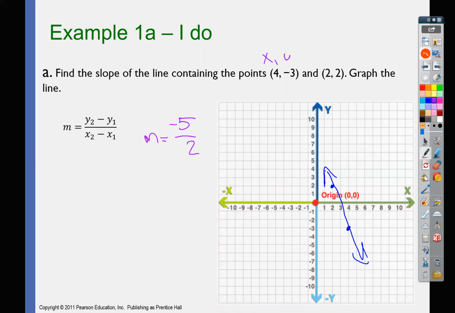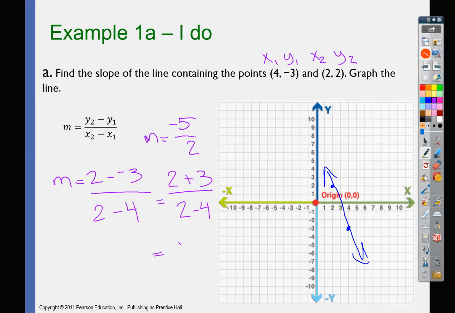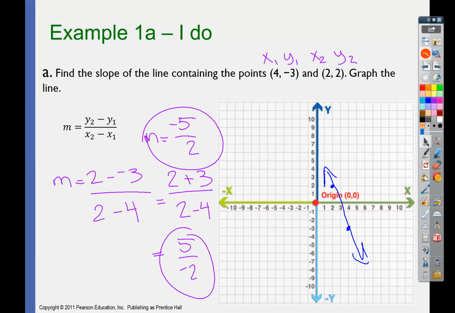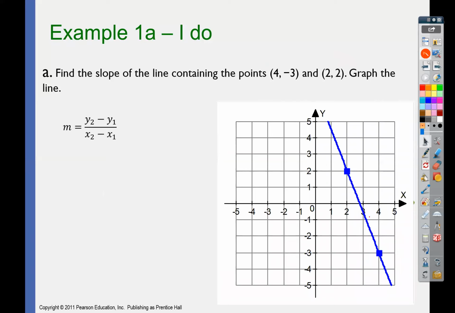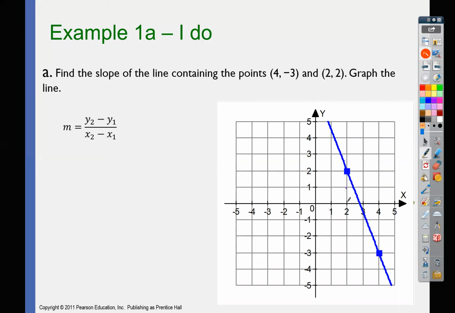So this is (x1, y1) and (x2, y2). So you can go y2 minus y1 over x2 minus x1. So there'll be 2 plus 3 over 2 minus 4, which is 5 over -2. So this and this are the same thing. And you can see their graph is the same. So they're plotting at (2, 2) and at (4, -3), and then they're going down 1, 2, 3, 4, 5 over 1, 2.